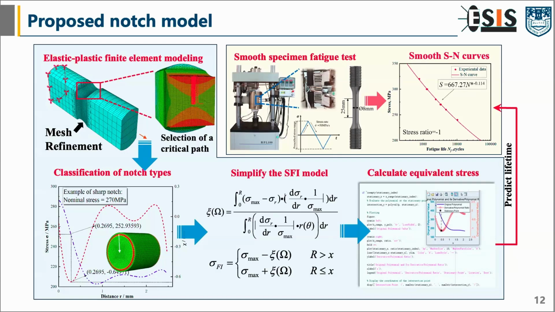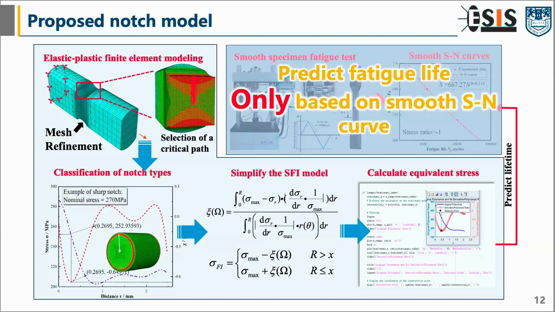First, we did the elastic and plastic finite element modeling for the classification of the notch types. And then we did some work around simplifying the SFI model to calculate the equivalent stress. In another way, we did some work around the smooth specimen fatigue test to get the smooth SN curve. And then we can predict the fatigue life only based on the smooth SN curve.